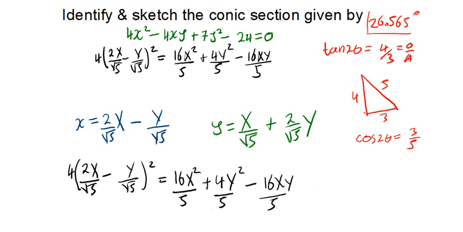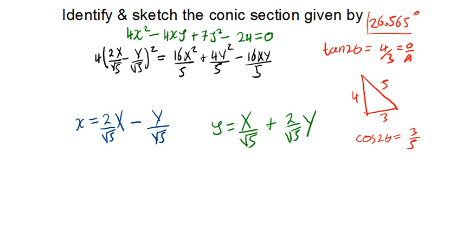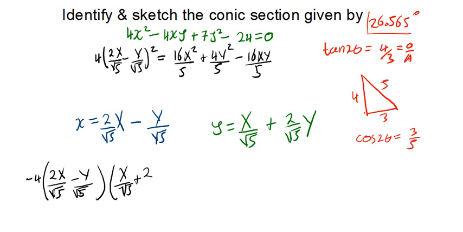So let's go ahead and do the other one, which is minus 4. Then I put my x, which is 2x over the square root of 5 minus y over the square root of 5, then multiply by my y, which is x over the square root of 5 plus 2 over the square root of 5 times y. Okay, so what do we get here?